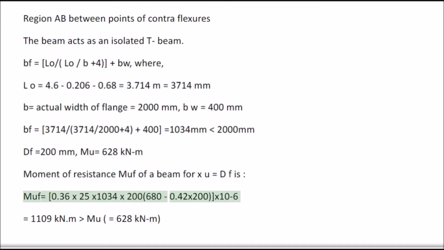Mu,lim equals 0.36 x 25 x 1034 x 200 x 680 x (1 - 0.42 x 200/680) x 10⁻⁶ equals 1109 kN.m. Mu equals 628 kN.m.